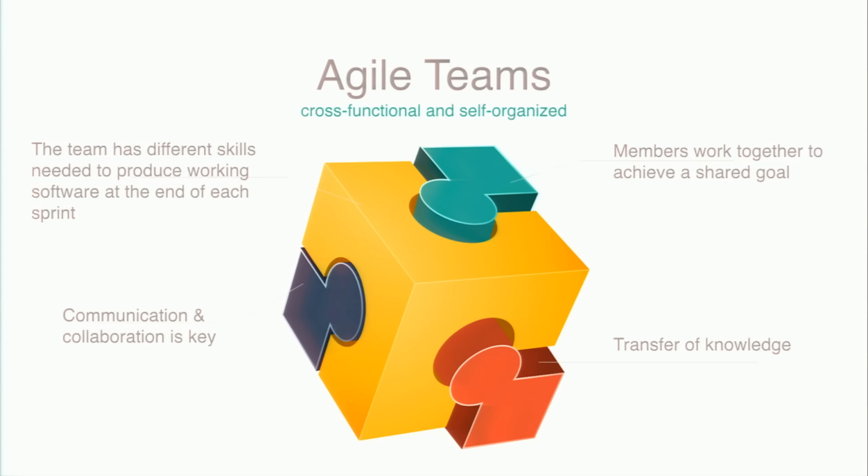It's all about that. Another aspect is transfer of knowledge. Since the team is cross-functional, there are no roles in an Agile team. Everyone is just a team member. You get to learn from other people. So a technical writer gets to do some quality assurance tests. So that's a new skill that they can gain. So yeah, transfer of knowledge.